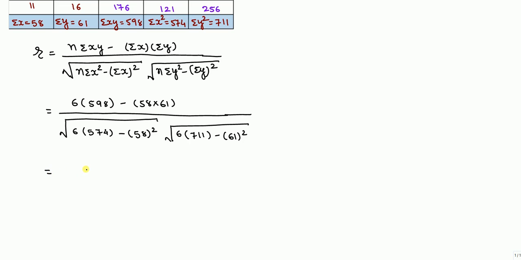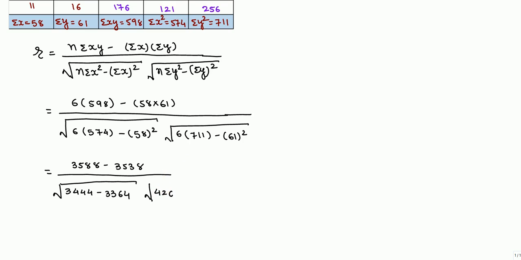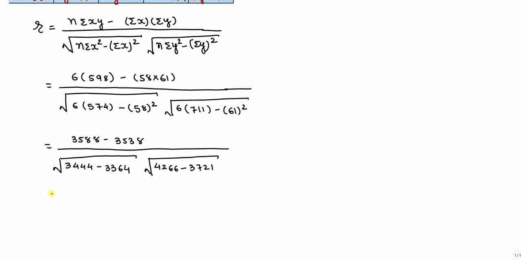6 into 598 gives us 3588. 3588 minus 58 into 61 equals 3538, upon under root of 6 into 574. 6 into 574 equals 3444. 3444 minus 58 whole square equals 3364, multiplied by another under root: 6 into 711 is 4266, minus 61 square, which is 3721. Okay. Now subtraction in the numerator.